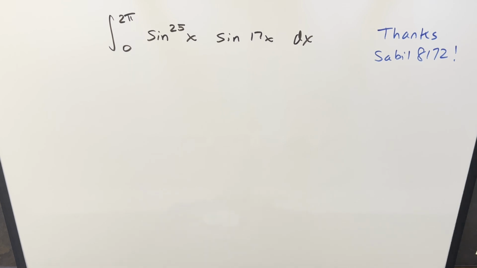Okay, we have here today an integral suggested to me in the comments by Sable8172. We have the integral from 0 to 2 pi of sine x to the 25th times sine 17x dx. And I know two ways to do it. The only problem is the first way is kind of horrible.